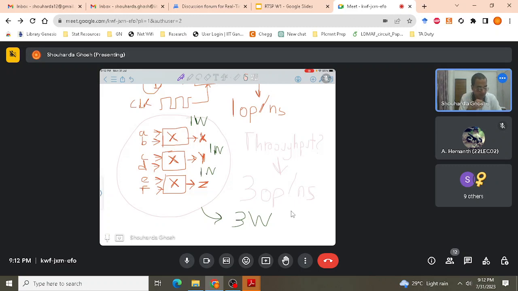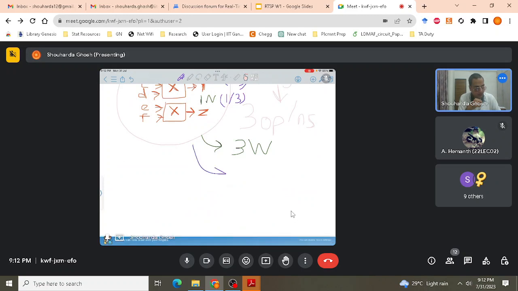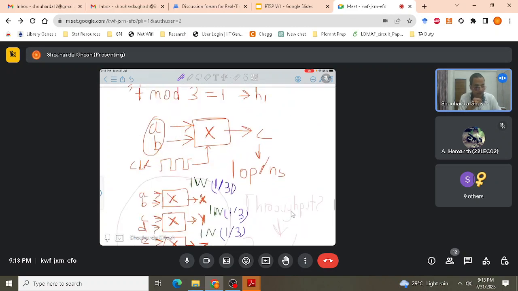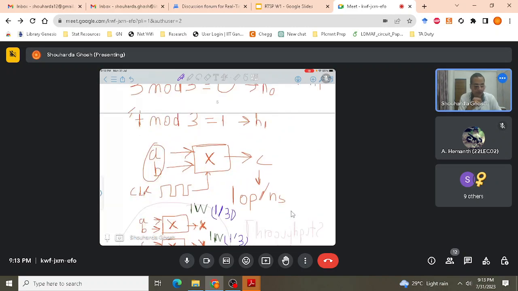Okay, so I'll be having 1 by 3 watt, 1 by 3 watt, and 1 by 3 watt. So when I reduce this, I actually end up getting 1 watt, but then my throughput also goes down. I would say that I am operating at the same rate as the single one. Okay, 1 output per nanosecond, but I am doing that at a lower power, compared to the previous case.